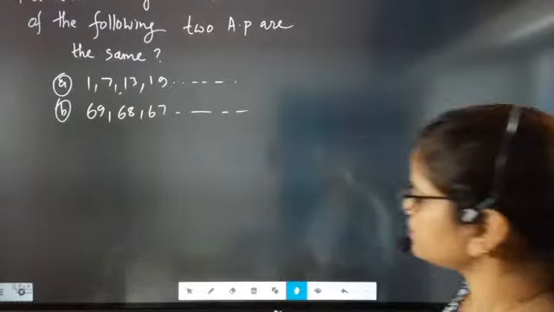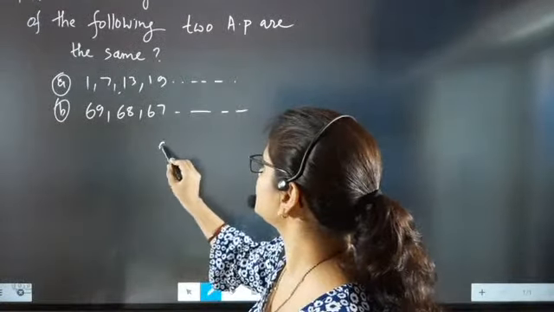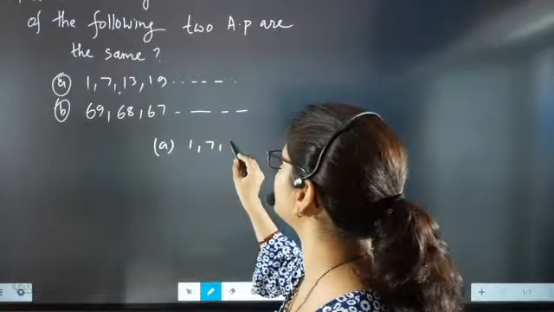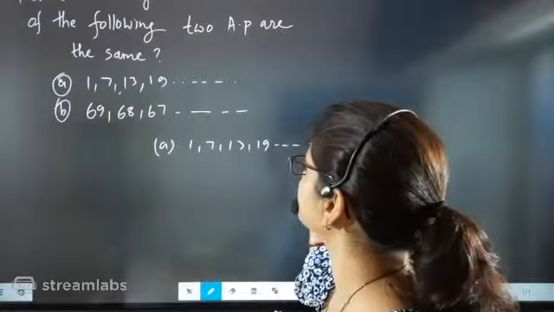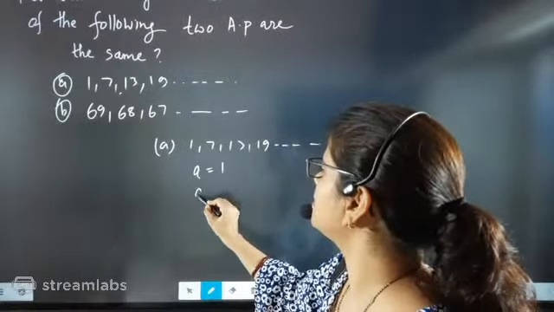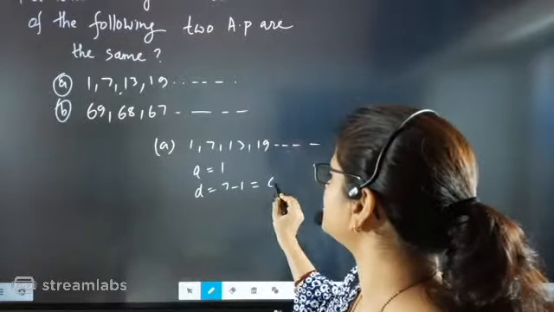Now first work, beta, first handle the first AP. The first AP is 1, 7, 13, 19. So A is exactly 1. The common difference is 7 minus 1, that is 6.